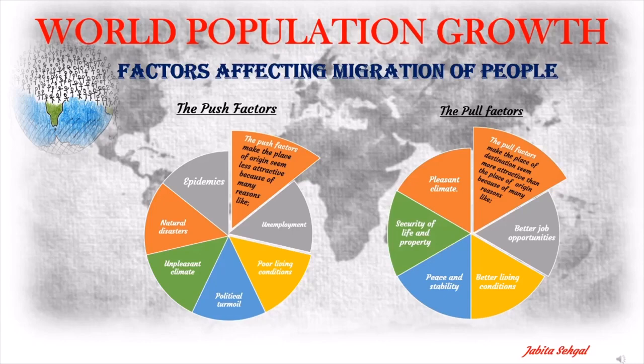The second set of factors is pull factors. The pull factors are the factors that attract people to the place of destination. They make the people more attracted towards the place of destination, like better job opportunities, better living conditions, peace and stability in the region, security of life and property, and the pleasant climate.